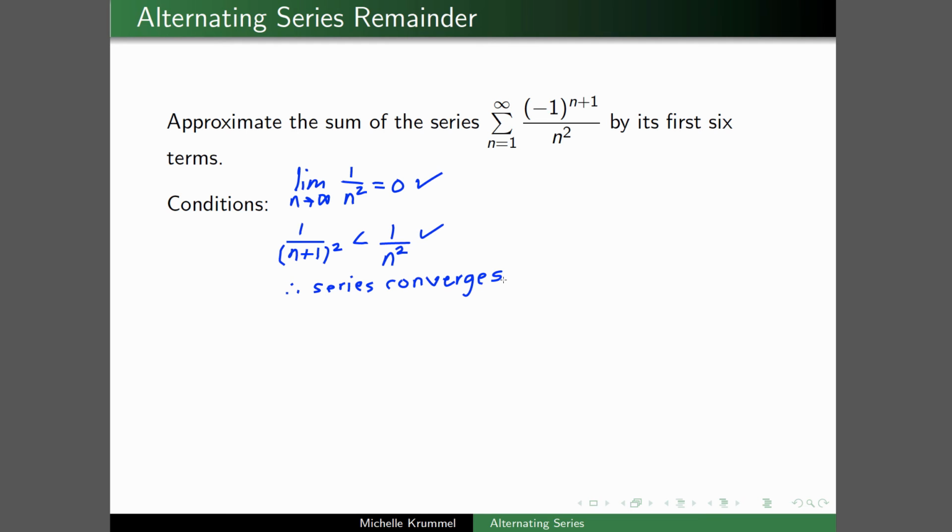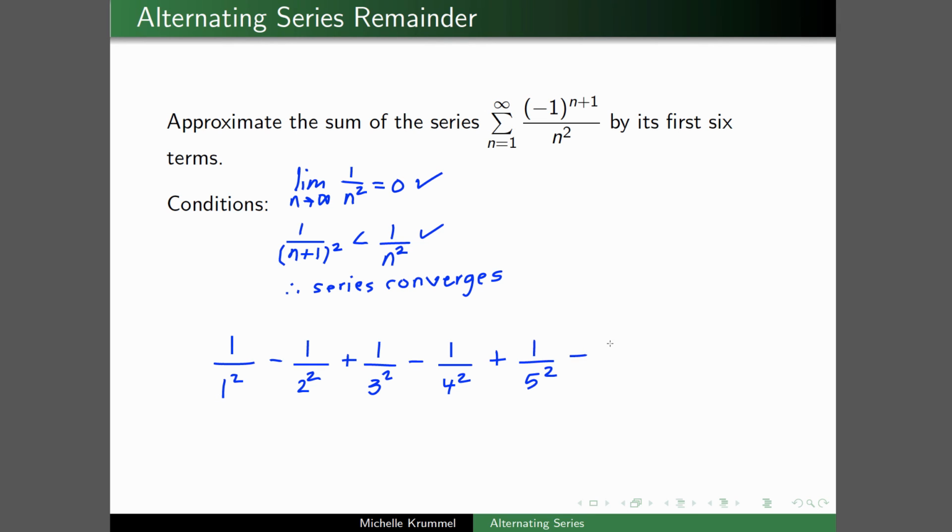We're going to use the first 6 terms to approximate the series. To find the first term, we let n equal 1. So we have negative 1 to the power 2 over 1 squared. To get the next term, we have negative 1 to the power 3 over 2 squared. The next term, when n is 3, we have negative 1 to the power 4 over 3 squared, and so on. Once you start to see the pattern, you can fill in the next few terms pretty quickly.